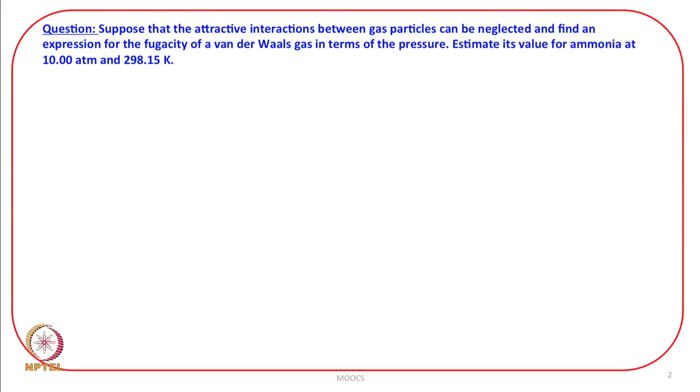Let us examine the question very carefully. It says that suppose that the attractive interactions between the gas particles can be neglected. If the attractive interactions are neglected, that means the molecules will not be sticking to each other. So, just before answering the question, we know that the fugacity is not going to be less than pressure, because attractive interactions are missing.